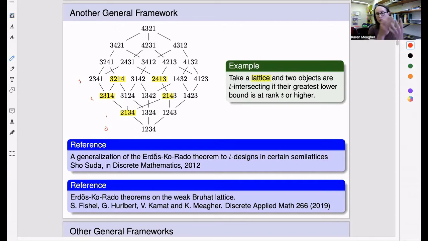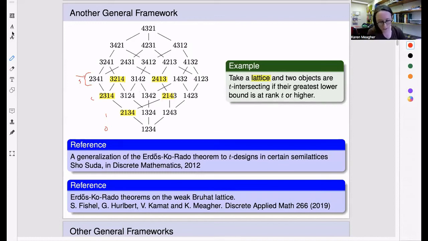And so I can take a lattice and look at the greatest lower bound, that's the level of intersecting. So I could take a level in my lattice and ask for the largest set of objects so that they're T intersecting, so that any two of them, when I do their greatest lower bound, it's at level T or above.